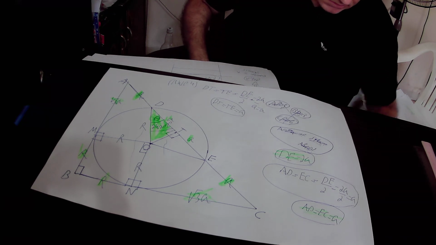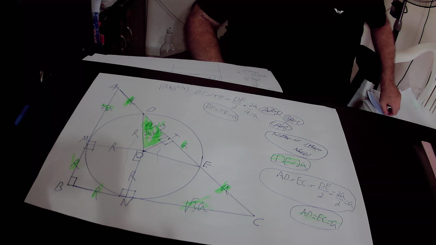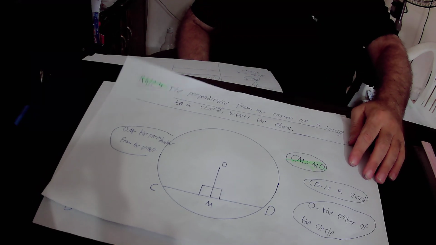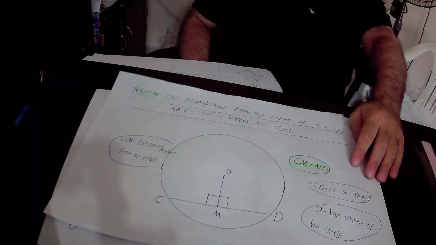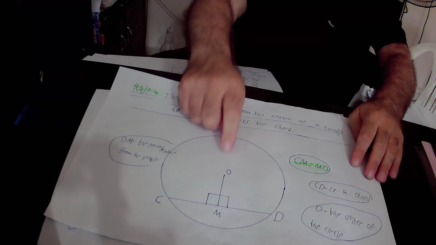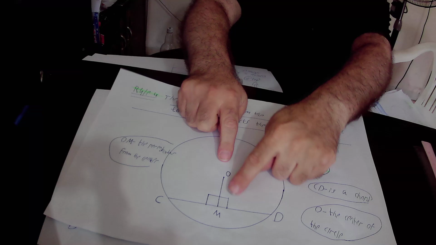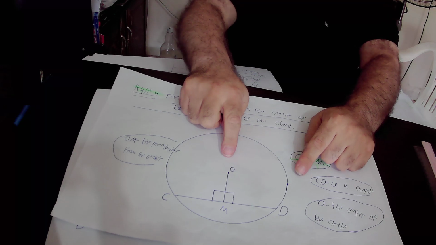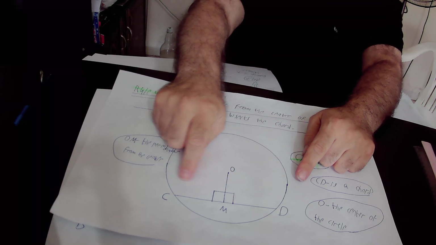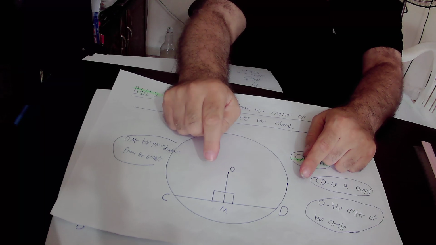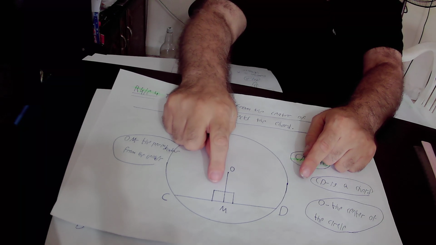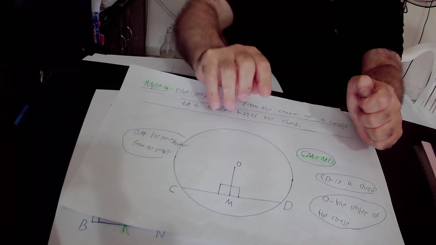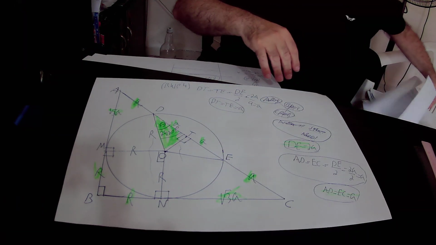And we implemented rule number 4 in our drawing. According to rule number 4, the perpendicular from the center of the circle to a chord bisects the chord. The center of the circle is at point O. We have the perpendicular OM, and according to rule number 4, the perpendicular OM bisects chord CD. That is to say, CM equals MD, and CM is equal to CD over 2, and MD is also equal to CD over 2.